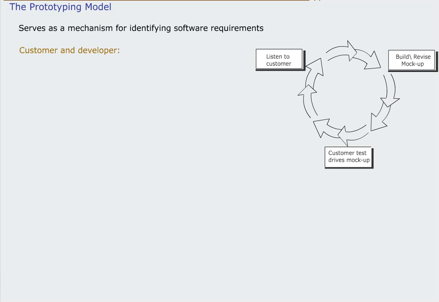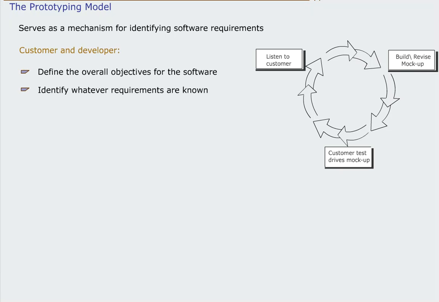Generally, the customer and the developer define the overall objectives for the software, identifying whatever requirements are known and outline areas where further definition is necessary. A quick design is then built, which leads to the construction of a prototype. The quick design focuses on a representation of those aspects of the software that will be visible to the user, for example, input approaches and output formats.